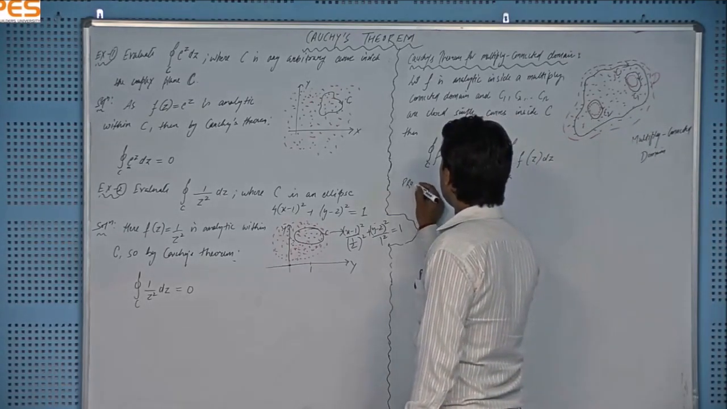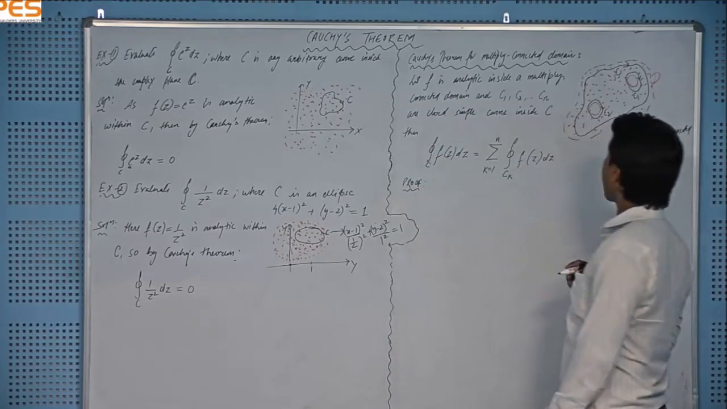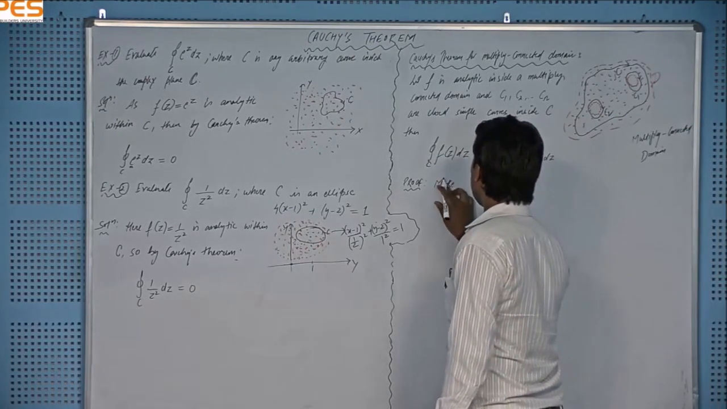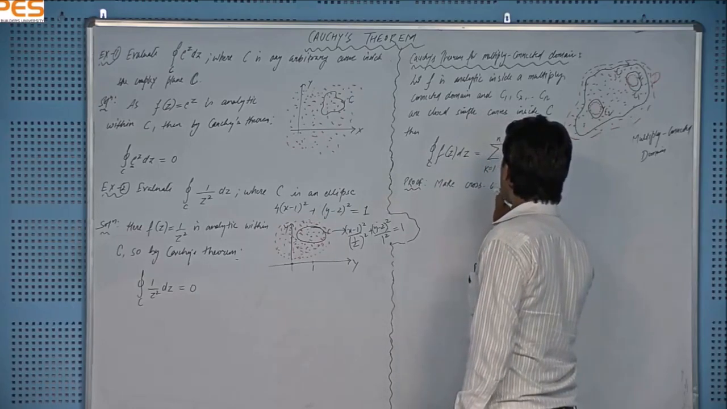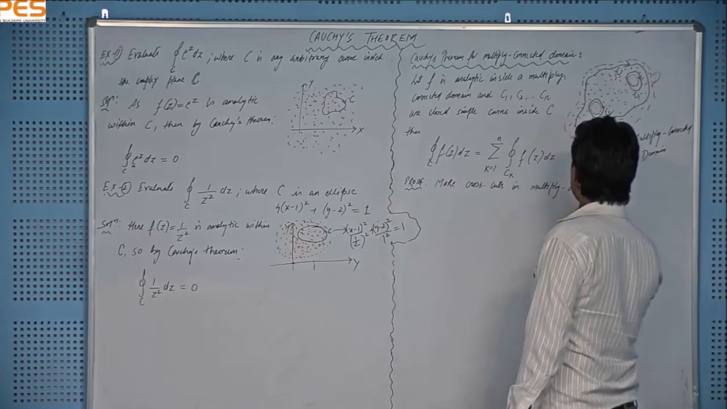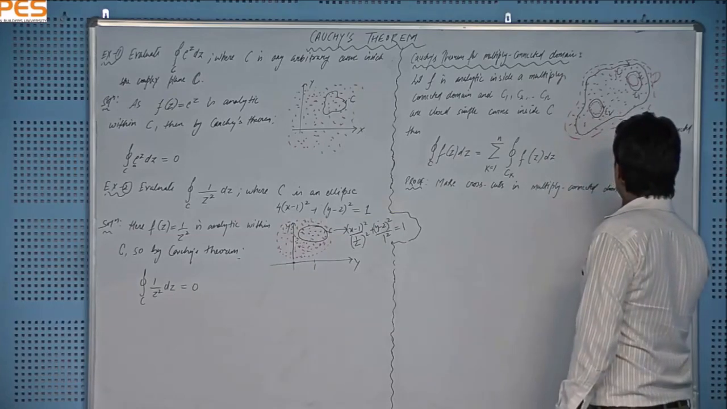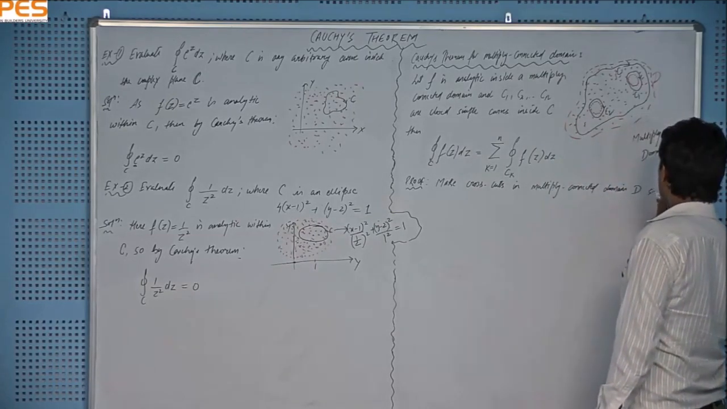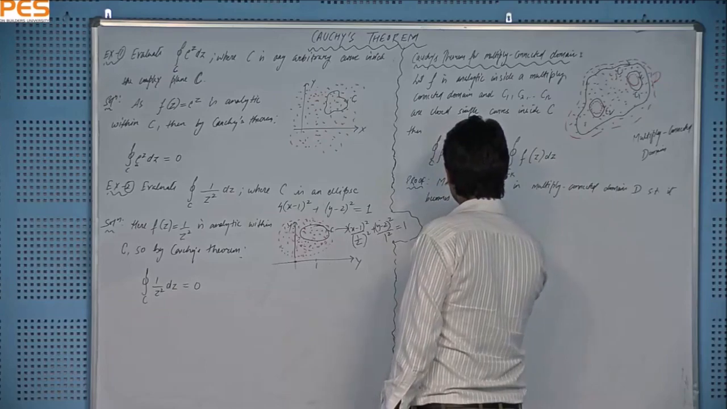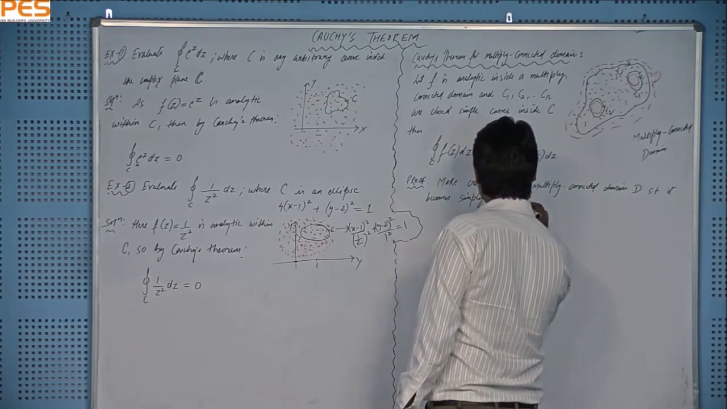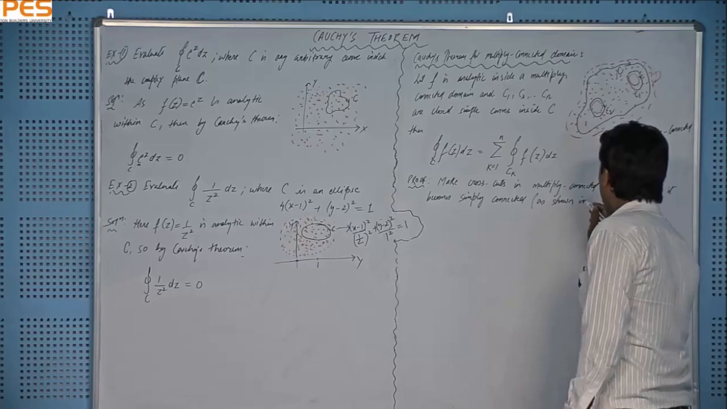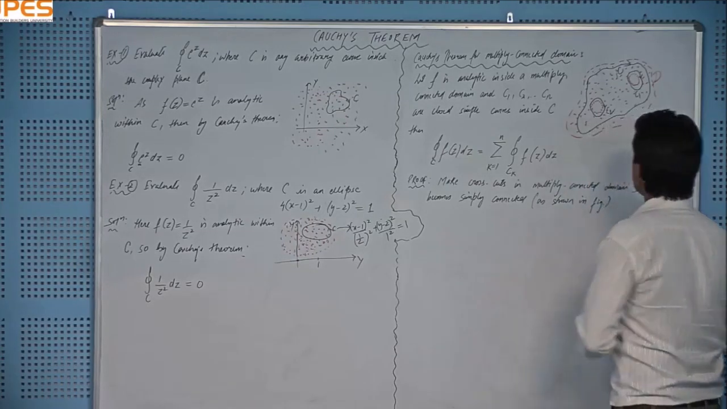Proof. Make cross cuts in multiply connected domain D such that it becomes simply connected, as shown in the figure, the new figure. I'm going to draw the new figure.